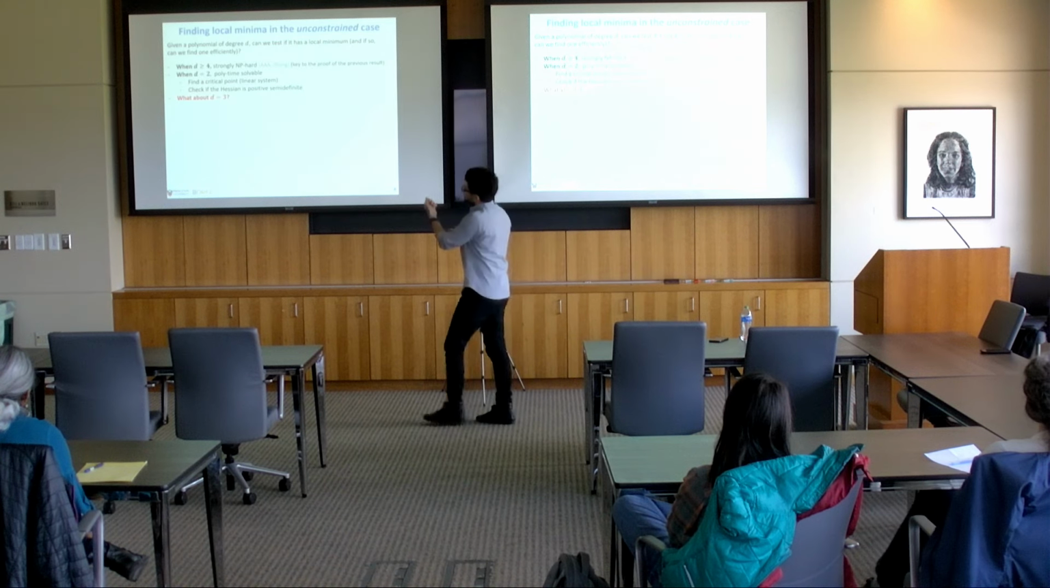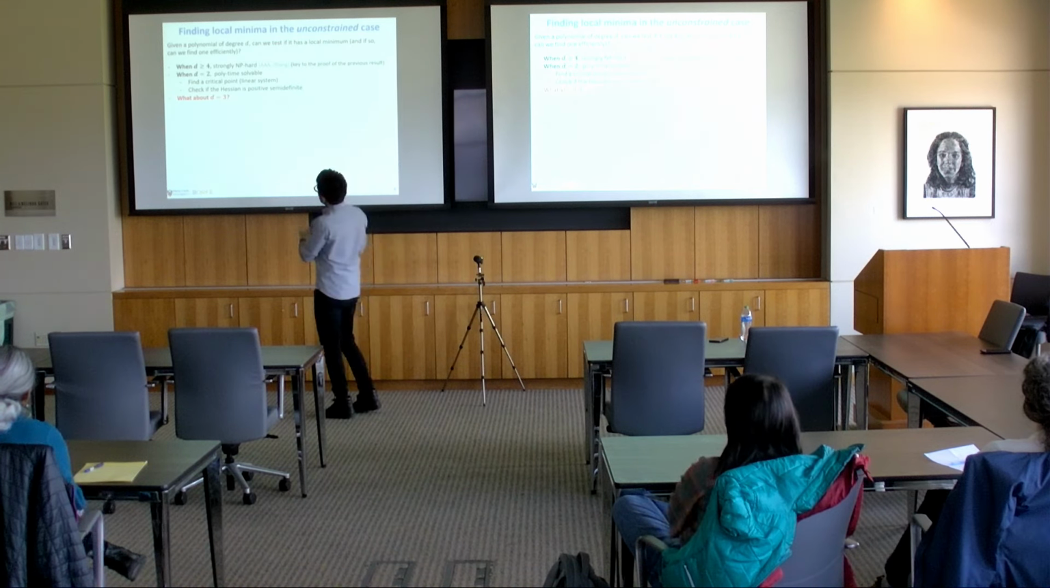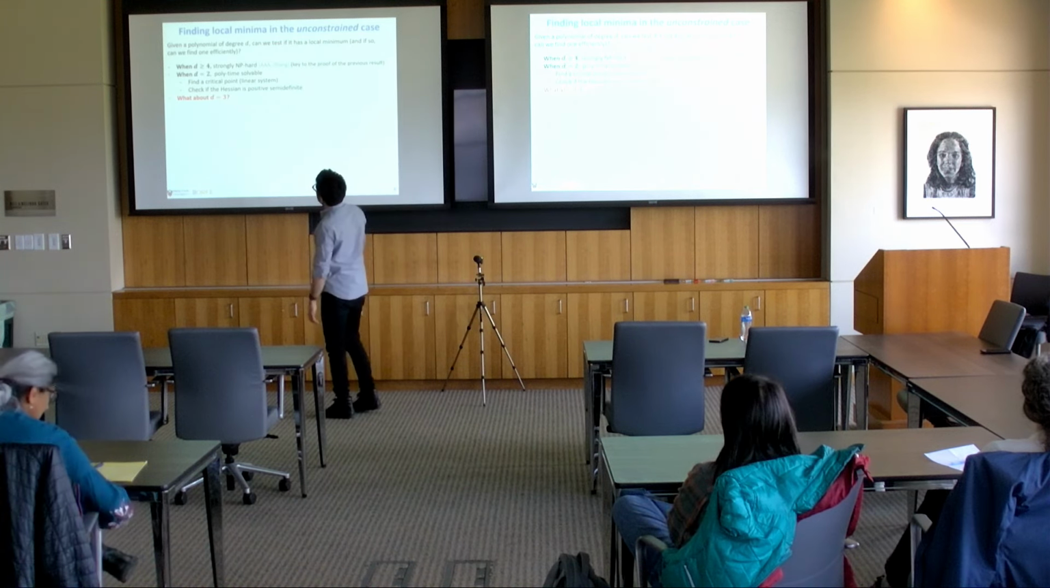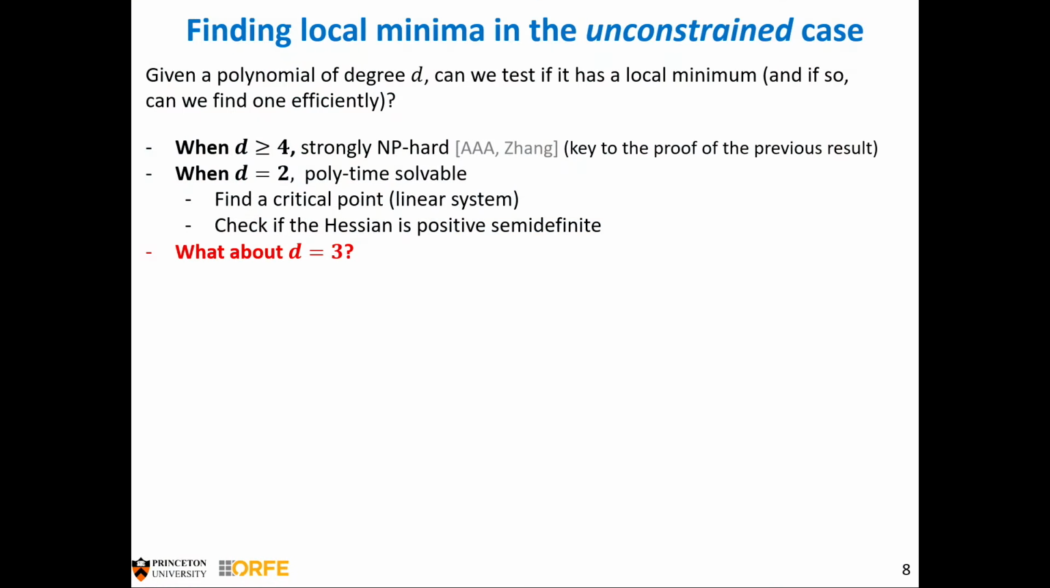Now, if the degree is 4, with Jeff, in the same paper, in fact, we showed that this problem is strongly NP-hard. In fact, this is a key lemma that goes into the proof of the previous fact I proved. There's a nice connection between degree 4 even polynomials and quadratic programming. So that claim is almost half of the proof of what I presented previously. So I'm not going into it.